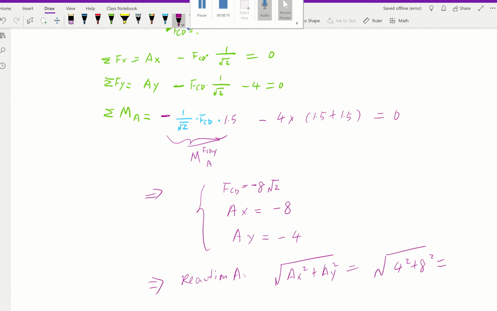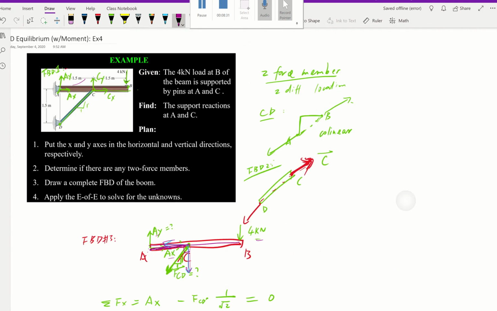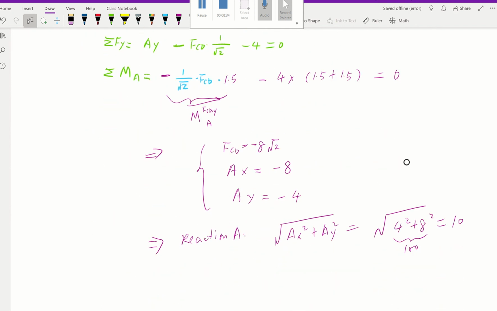Since it's basically the 2D resultant, AX squared plus AY squared. And then let's see, what do we have? I think we know, right? It's going to be 10, because that gives us 100. So that's going to be 10, and the unit is kilonewton. That's going to be the reaction at A if they want you to find one force. And then you can even find the direction, what direction it goes, using inverse tangent of AY over AX. So that's basically the 2D resultant.